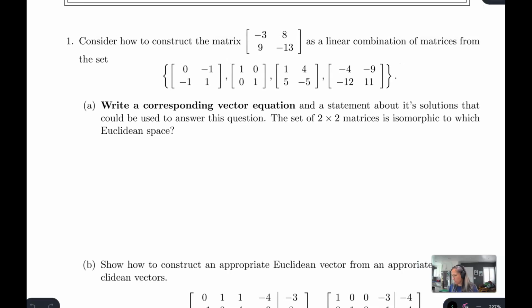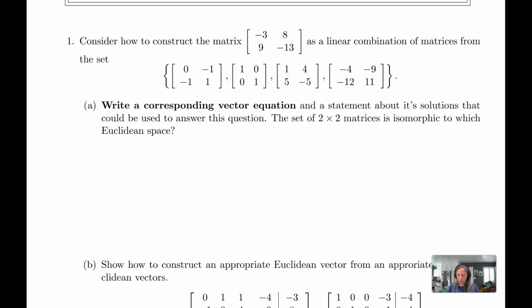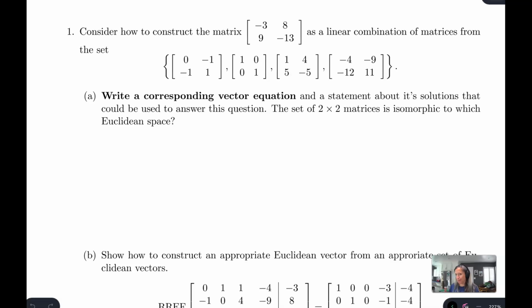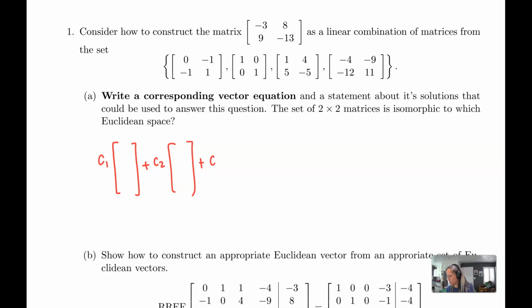All right, so let's discuss some of the issues with A. I think most of us memorized a little bit what we were writing and didn't look at the question. So I asked you to write a corresponding vector equation. This is basically taking you back to EV1 and saying, okay, I know how to write a linear combination. That is a C1 times my first vector, C2 times my second vector. That's how I write a linear combination, right?